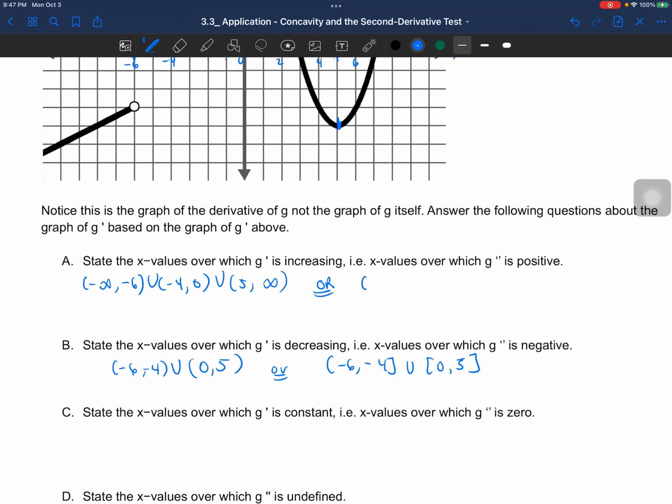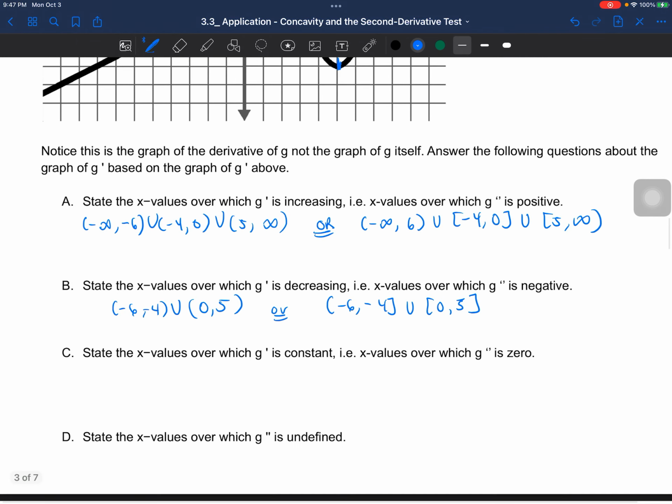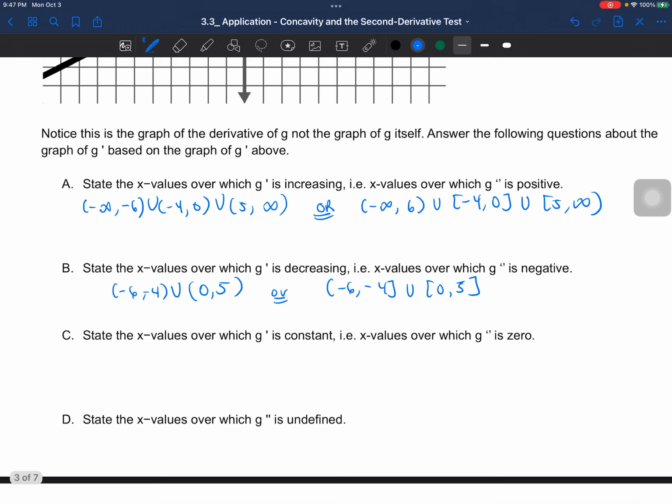The same thing is for the top. You can also say or. The computer should be able to read both of them: from negative infinity to negative 6 open, and then union from negative 4 to 0 close, and from 5 to infinity. So either one will give us the right answer. So you should be able to write that in both ways.